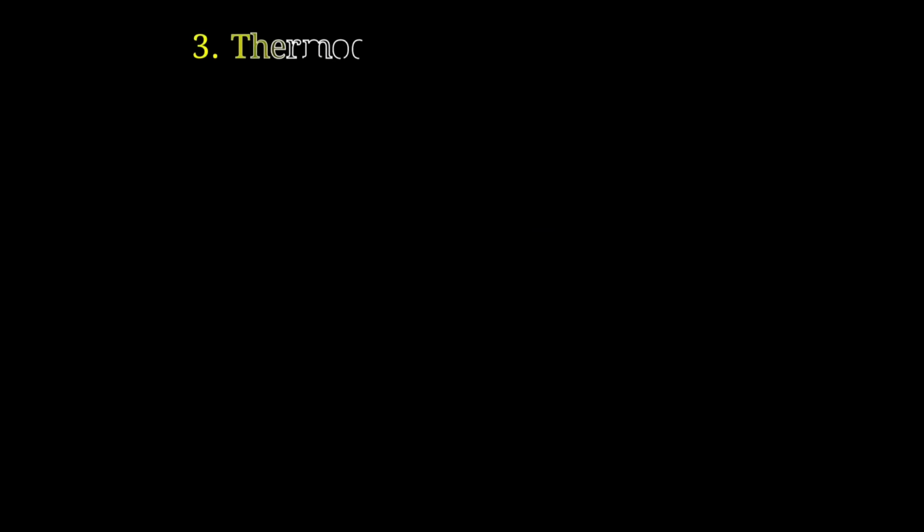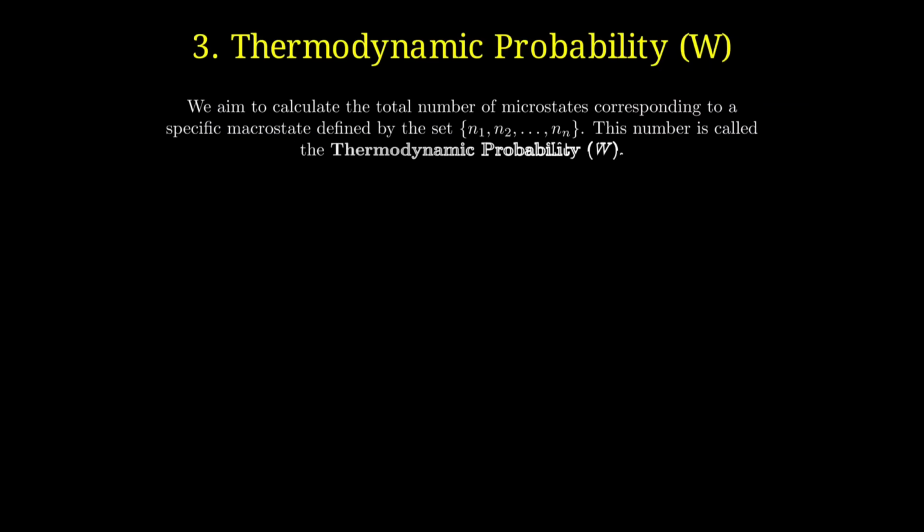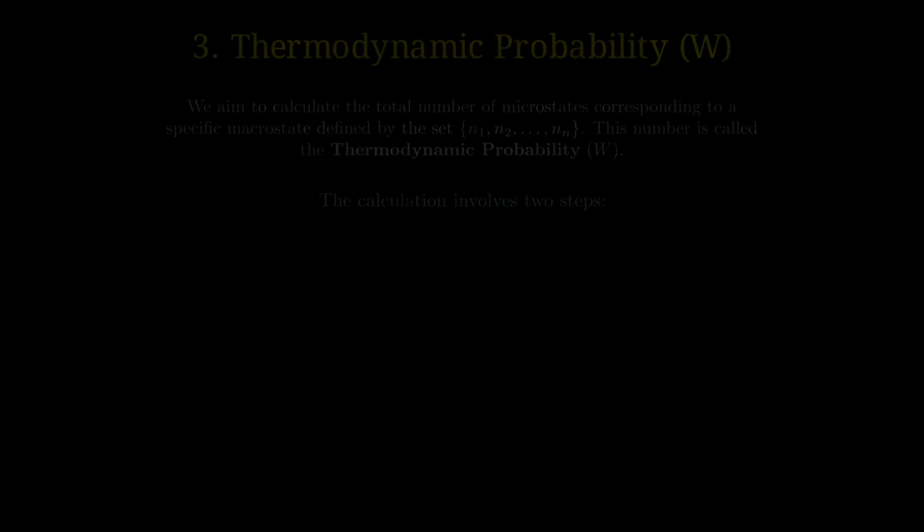Now we come to the central concept, the thermodynamic probability, denoted here by W, capital W. This is the total number of microstates corresponding to a specific macrostate. The macrostate is defined by the set of occupation numbers N1 to Nn. The calculation of W involves two steps. Step 1 is the grouping of the particles.